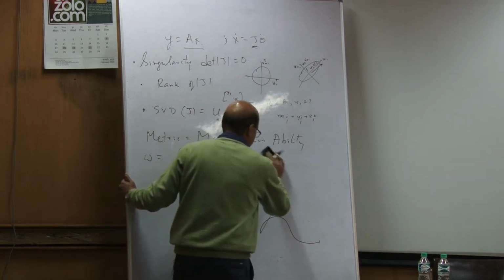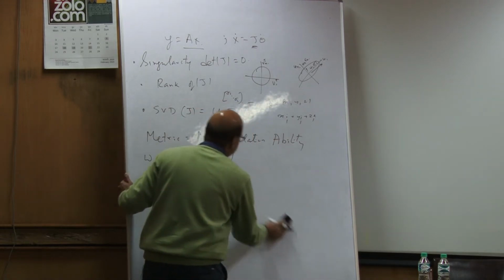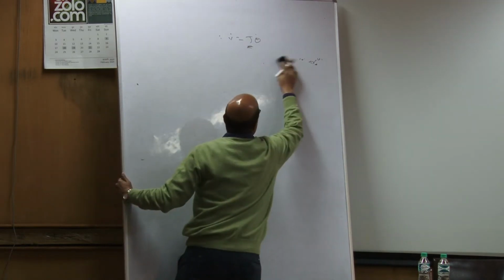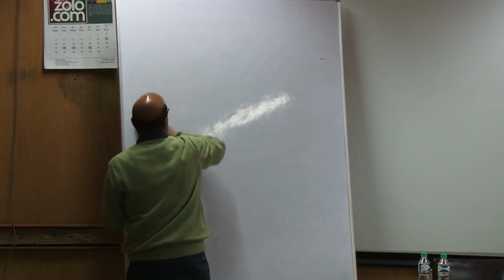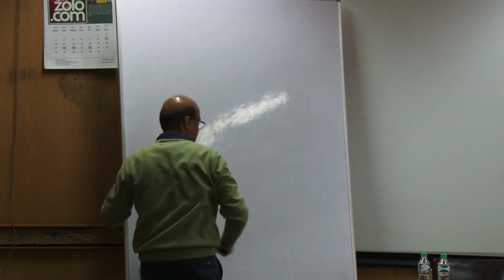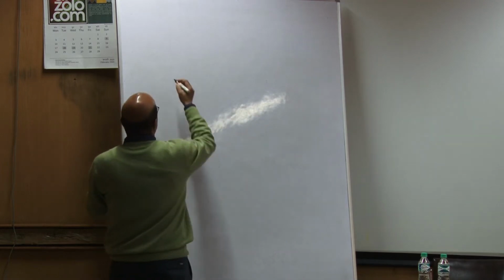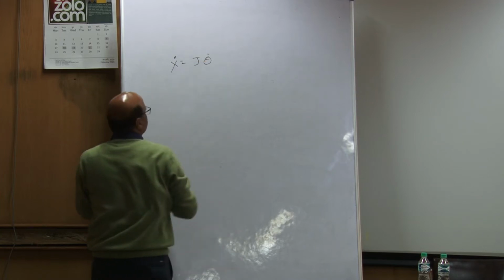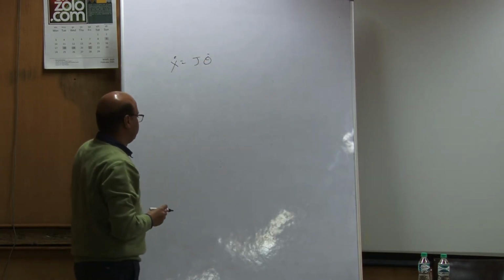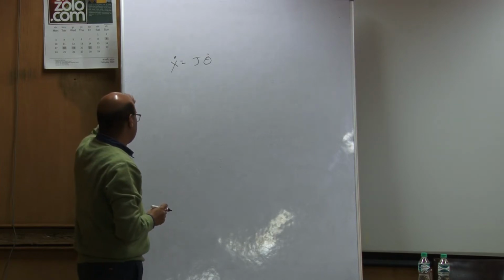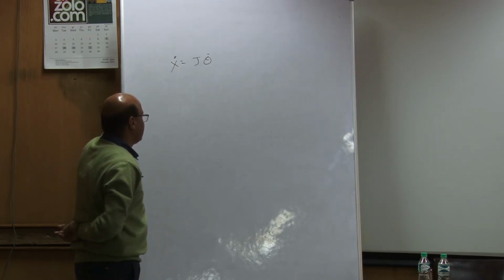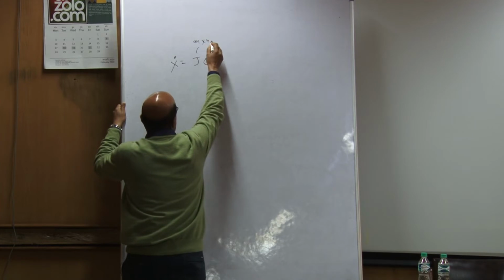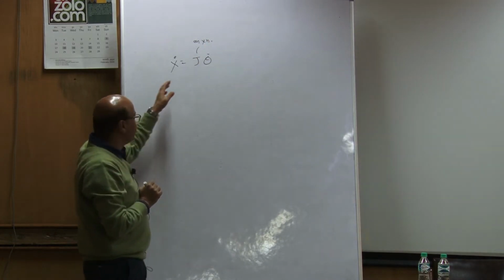Now let's not go any more into here. What we are interested in is this equation: x dot is equal to J into theta dot. Now we said that this J can be non-square, it can be M into N. Now all funny things happen.